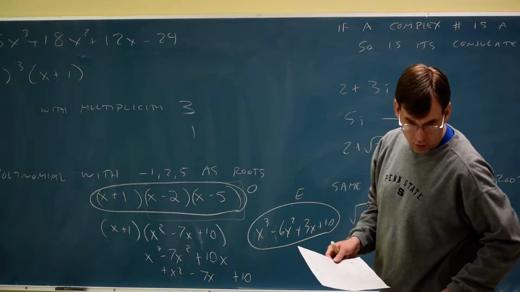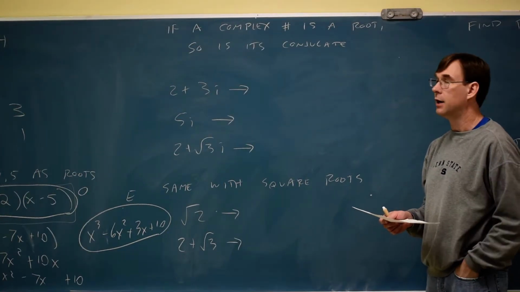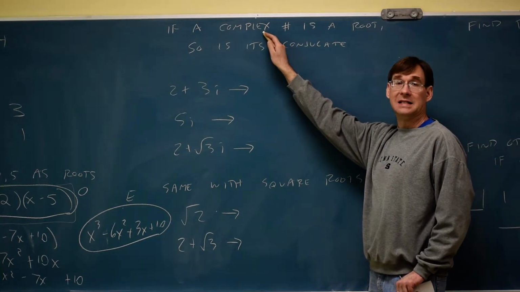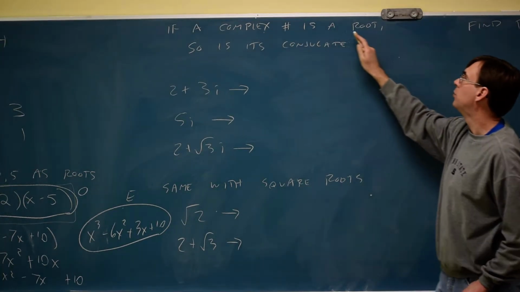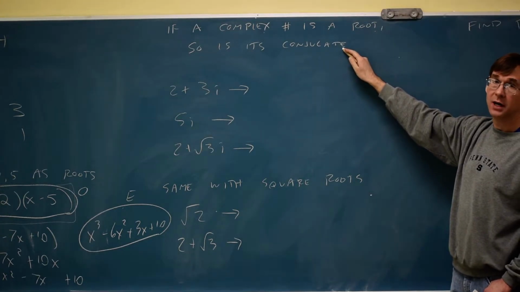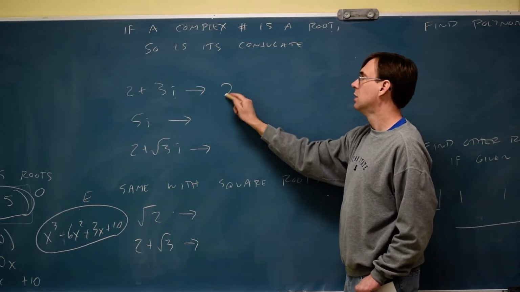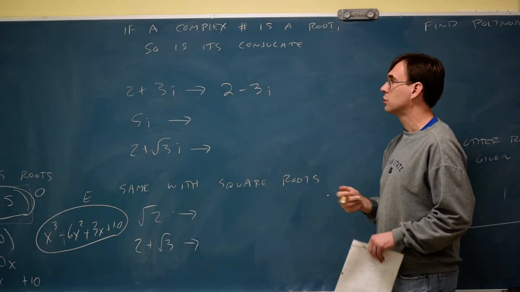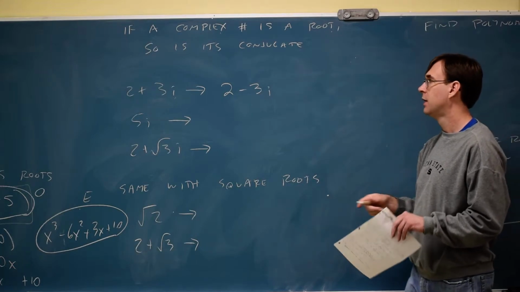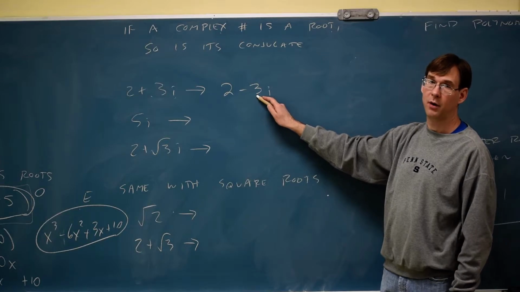Third thing they'll have you do on the homework is do some answers based on what I'm going to call a buy one, get one free sale. If you ever have a complex number, and that means anything with an i in it, be a root, automatically, buy one, get one free, so is its conjugate. So if 2 plus 3i works, 2 minus 3i also works. Conjugate was just a word that meant we switched the sign with the i. So if this is an answer, this is also an answer. Buy one, get one free.